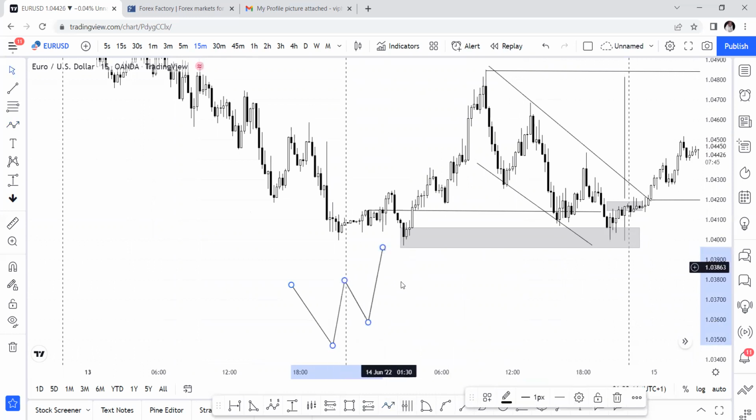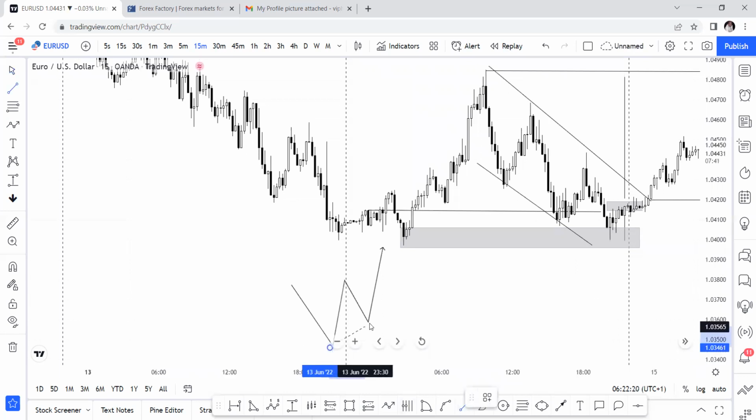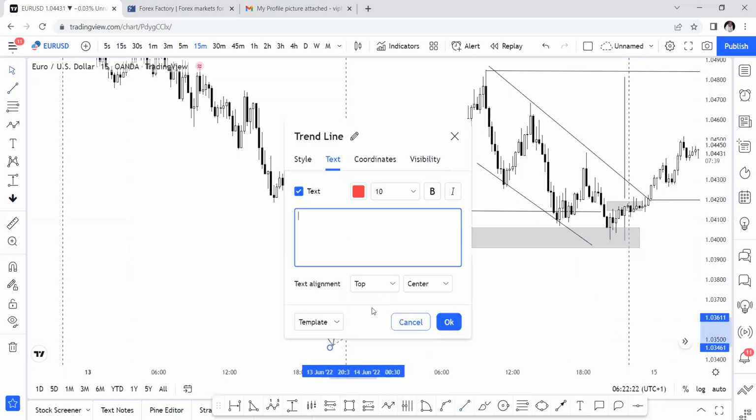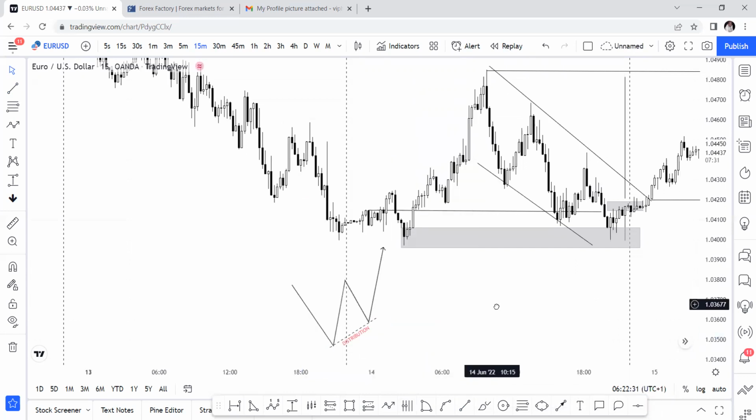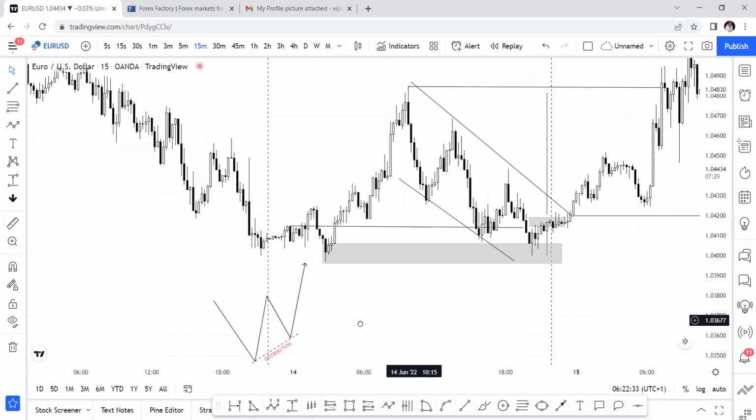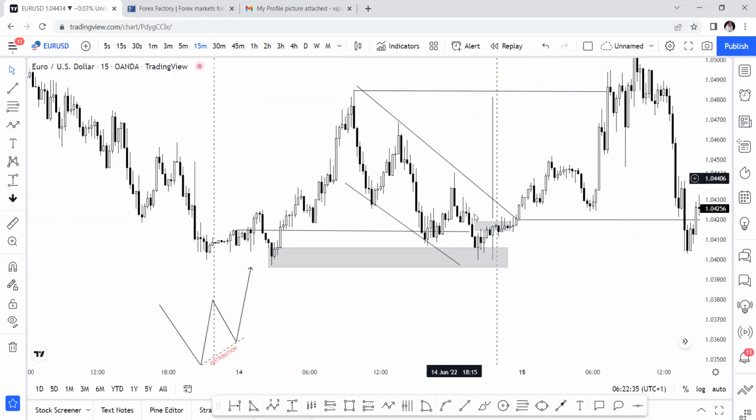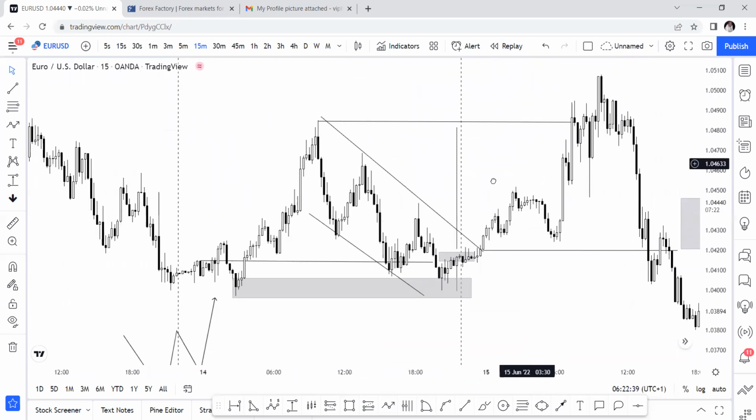Then distribution into the opposite, distribution of profits. See, so what you look at is exactly what happened here too. See, stop hunt, then distribution into the opposite.